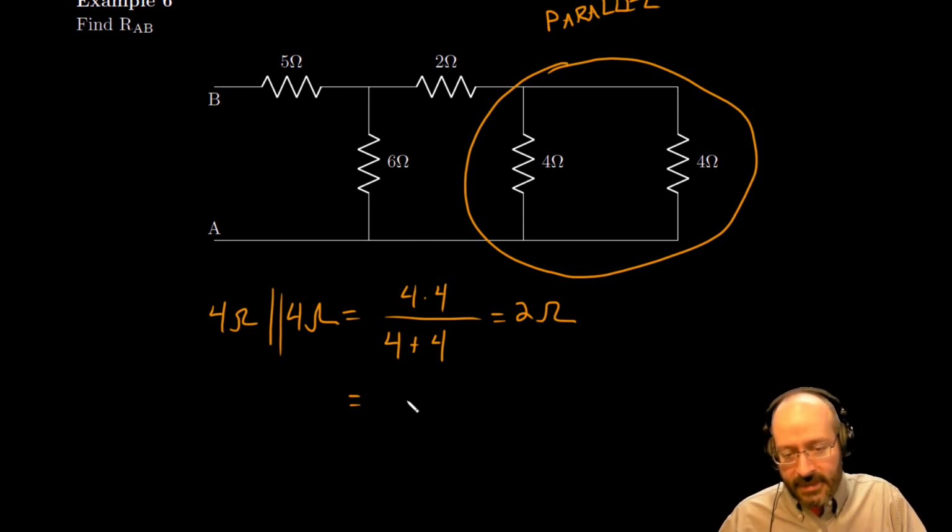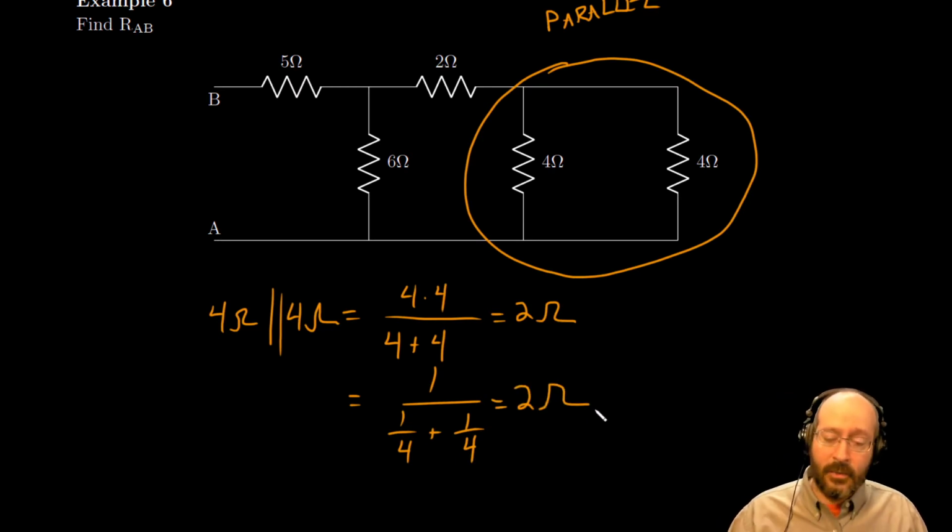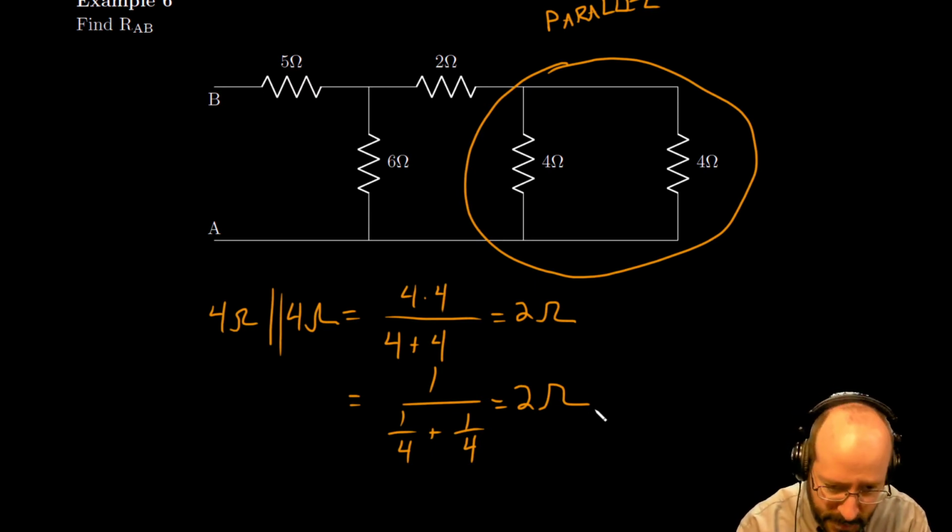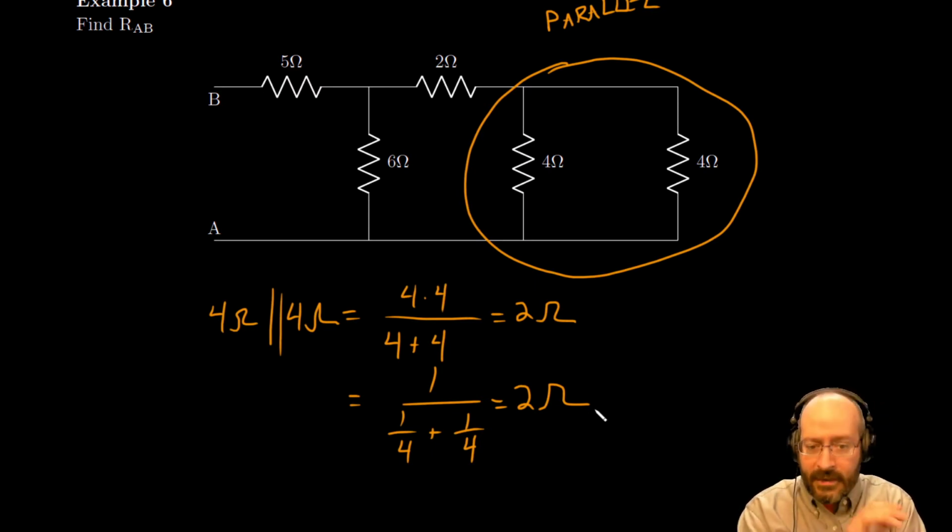The other way we can calculate that is 1 over 4 plus 1 over 4. So that's a quarter plus a quarter, which is a half in the denominator. Invert a half, and you also end up with 2 ohms. Since there's only 2 resistors in this case, we can use either form to calculate the parallel resistance. So they're definitely in parallel, and we know the resistance. The other thing that's neat is that since there's 2 of them and they have the same value and they're in parallel, the combination is just going to be half.